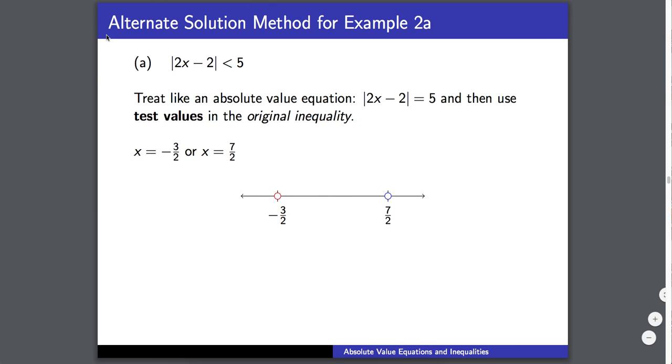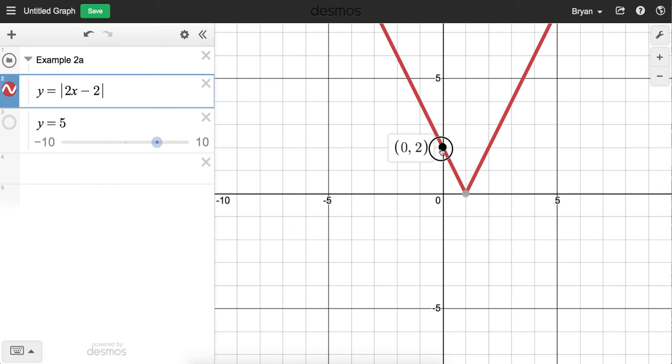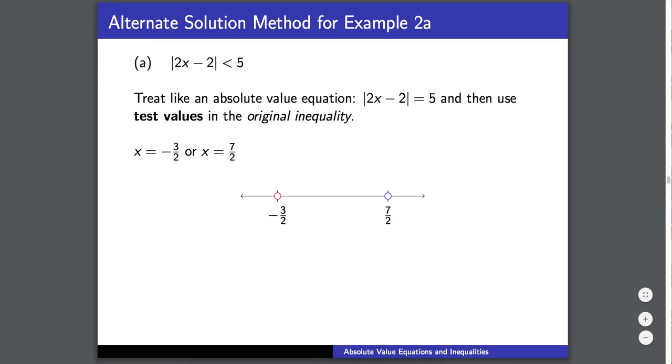Now for numbers bigger than 7 halves, let's go with 4. When we plug in a 4, we get 6. Is 6 less than 5? No, it's not. So we don't want to include values that are greater than 7 halves. We only want to include the ones in between.